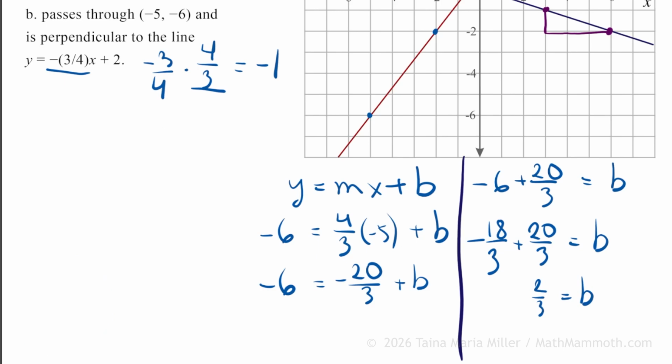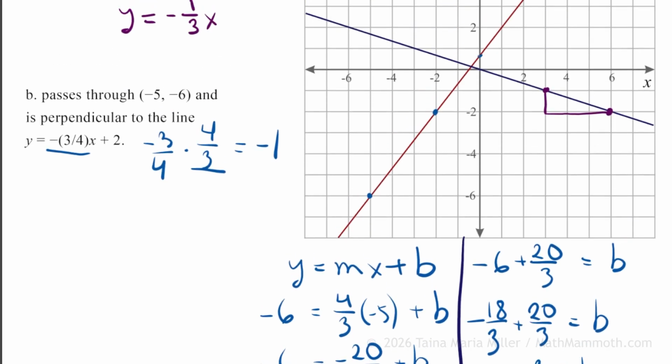Does that make sense? We have the graph, so we can go back and check. Does it look like b, the y-intercept, is 2/3? Yes, it does look like that. So now we have the equation. So the final one is y equals 4/3 times x plus 2/3.